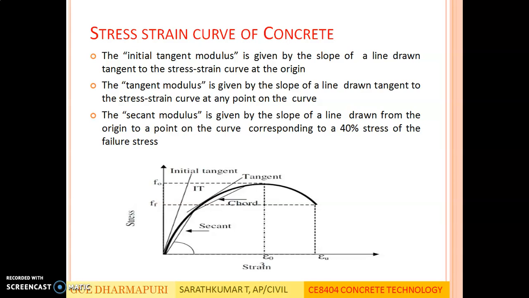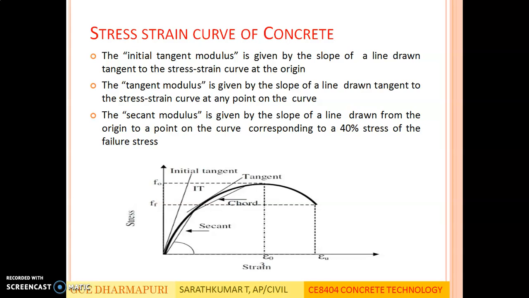The initial tangent modulus is given by the slope of a line drawn tangent to the stress strain curve at the origin. So IT is the initial tangent. Here the tangent is drawn at the starting point, at the origin, and the slope of this line is taken as the initial tangent modulus or Young's modulus of the concrete. The second is tangent modulus.